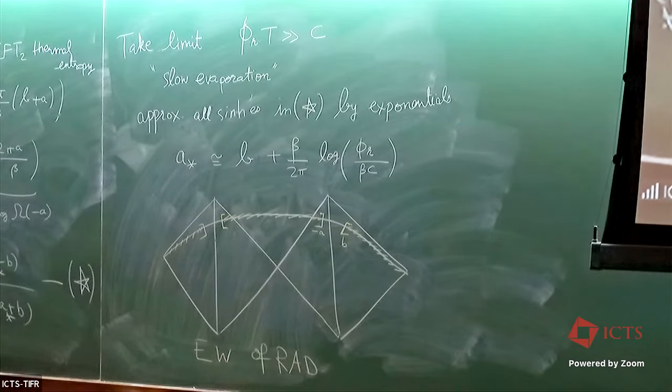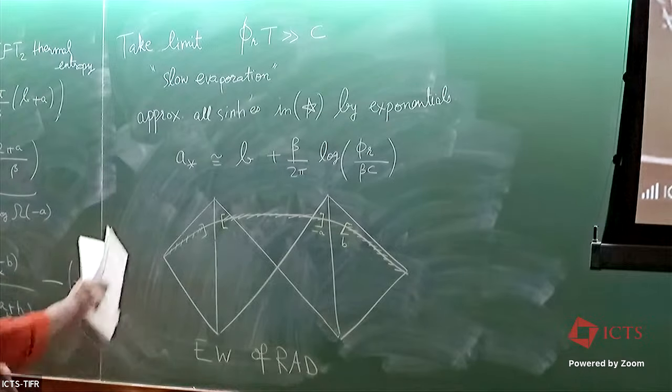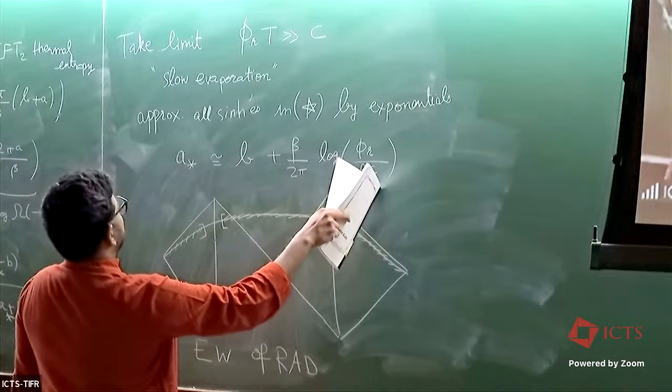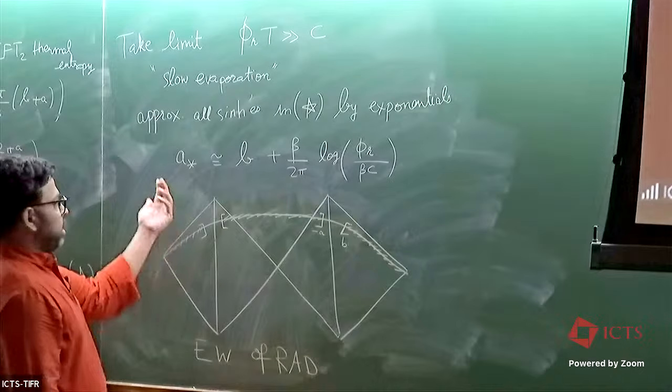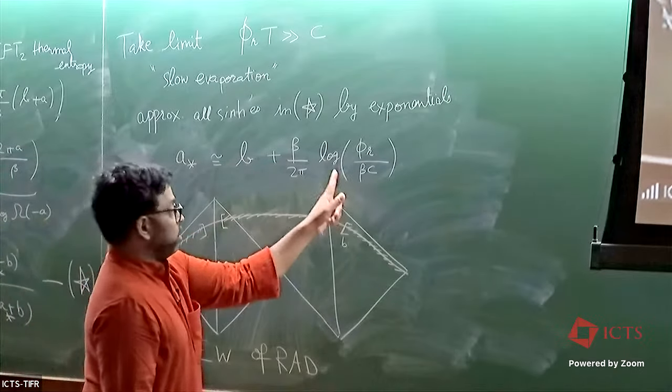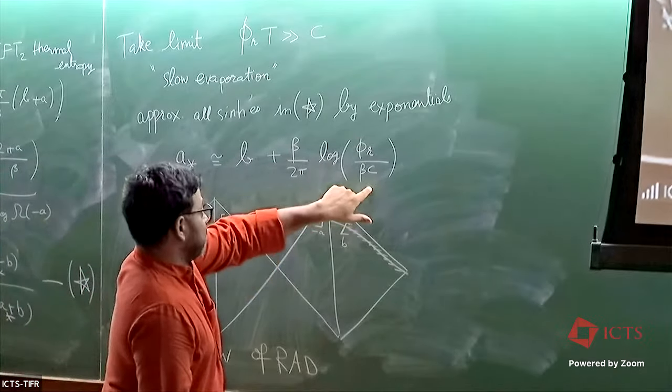In fact, you can see that this term does not contribute much to the entropy because, as I said, A is getting very big. So phi r over beta c is very big because of this condition. So A star is kind of deep inside, right? A star is a big number basically because this argument of the log is very big.